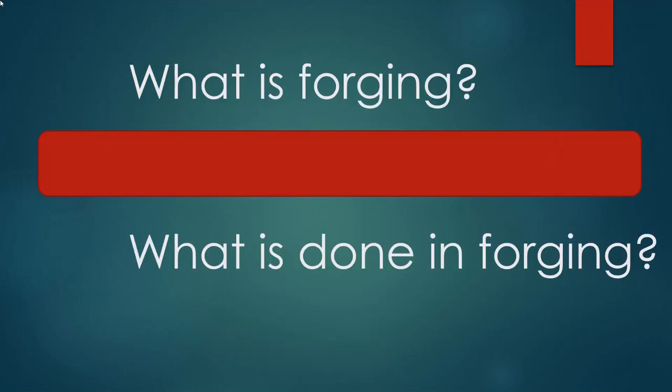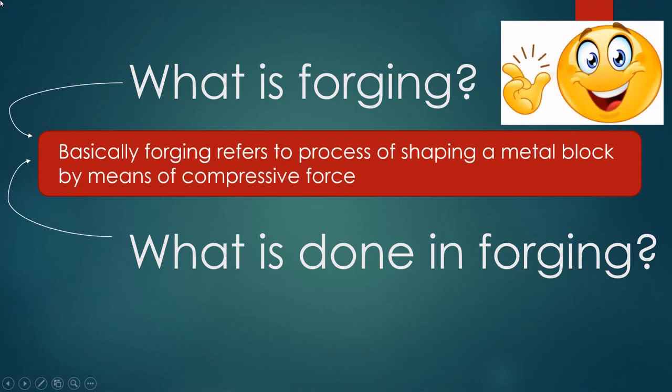Now, being a science student, I would ask two questions about forging: what is forging and how is it done, and the definition itself gives the answer to both these questions. It goes like: forging refers to a process of shaping a metal block by means of compressive forces. Now in the forging process we will encounter compressive forces which are used to compress or shape the metal block.